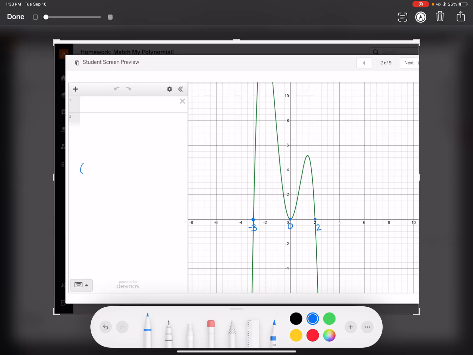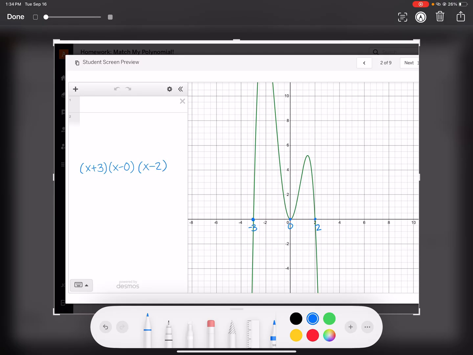So for the -3, if I put this into a parenthesis, this is going to turn into x plus 3. Then for the 0, I can just make this easy and go x minus 0. It means the same thing. You could also do x plus 0. It won't change much. And then for the +2, I would put this as x minus 2.